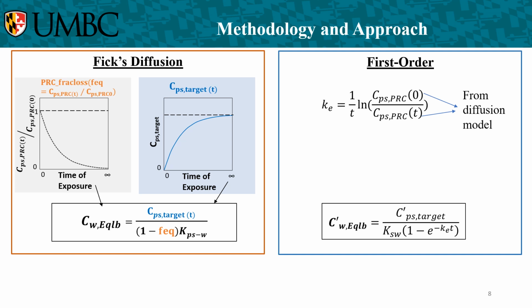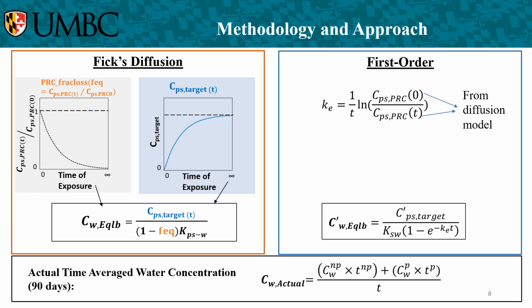Since this is a modeling experiment, we derive this ratio of PRC concentrations from the diffusion model to calculate the Ke term, and from there we calculate the water concentration using the right partitioning coefficients. Since we are comparing the passive sampler predicted concentration by these two models with the actual water concentration, we calculate the actual water concentration using this equation right here. In real deployments, we usually expose our samplers for about 60 to 90 days. So for our modeling experiments, we assume that our total exposure time is 90 days.